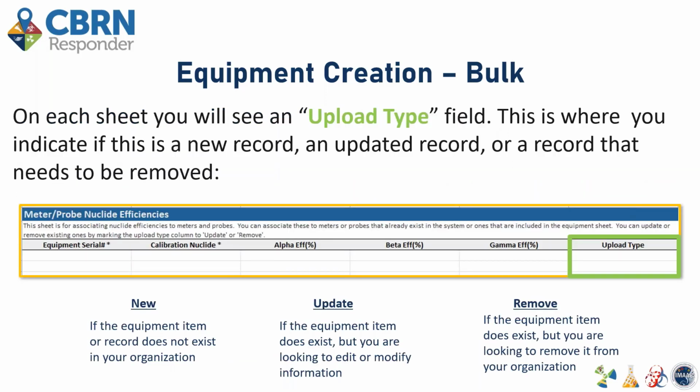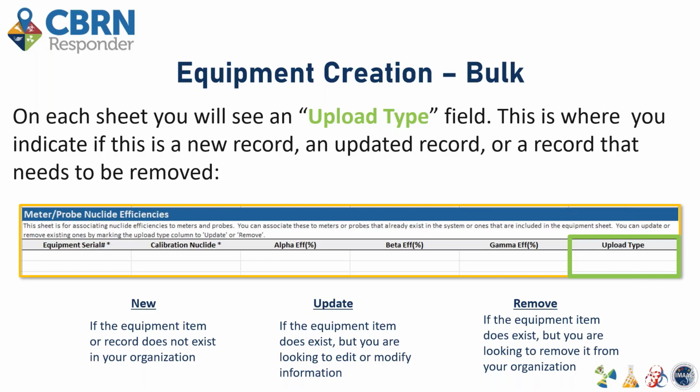Another column that you're going to see on each of these sheets is the upload type. So this is very important to indicate if it's a new record, an updated record, or one that needs to be removed. So if you are creating a new equipment item, you can either enter new in upload type, or you are able to leave it blank and it's insinuated that it is a new item.